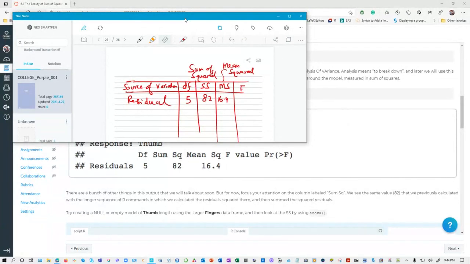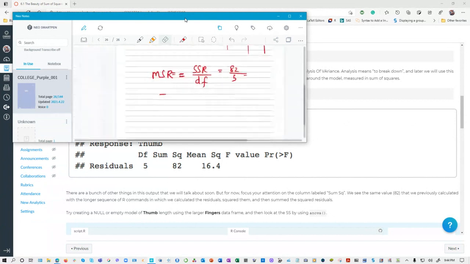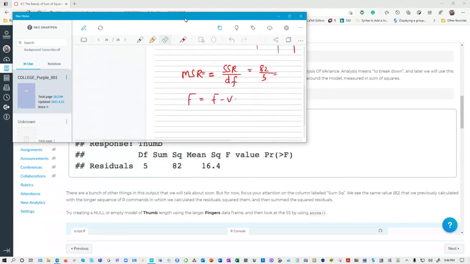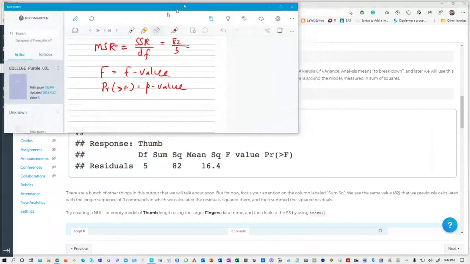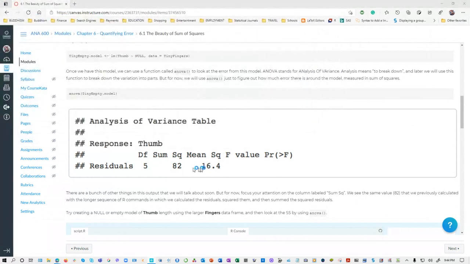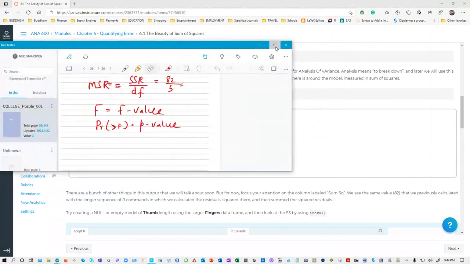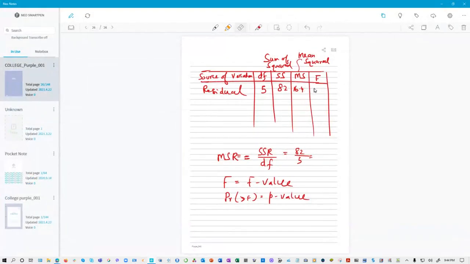The other one is F. We're going to come to that later. F is called the F value. The last one is the probability, Pr greater than F, which is called the P value. We're going to talk about those two later. For the time being, we're going to stick our discussion only to these three. These two we're not interested in right now.